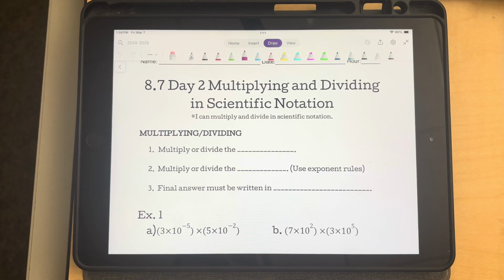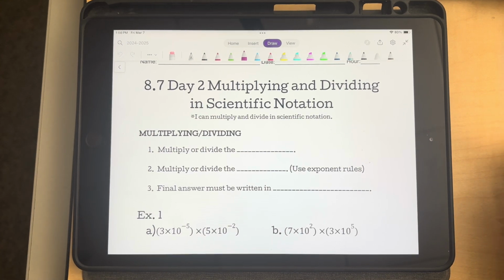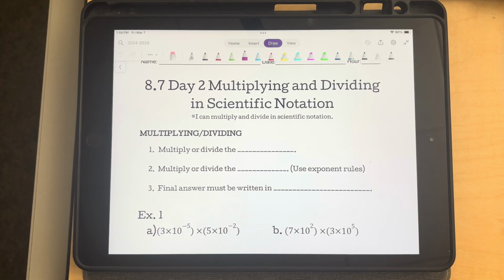All right, so today we are going to do 8.7 day 2. We're going to learn how to multiply and divide in scientific notation. If you remember yesterday, we did all adding and subtracting. They had to have the same exponent in order to add and subtract, and then making sure it's in scientific notation. Now we're going to learn multiplying and dividing. There are definitely some things that are similar, but there are differences.